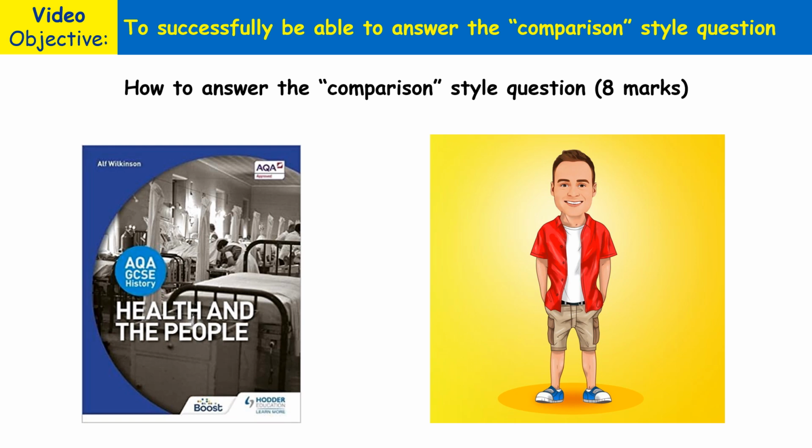Manley History Teacher's latest video on how to answer the comparison style question, which is an 8-mark question within the Health and the People History GCSE paper. This is the third question within that paper. So let's get started on the top tips for how to best answer this type of question.